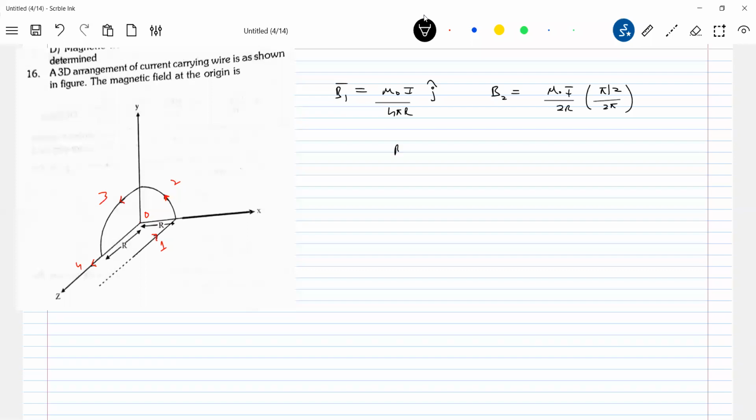Due to 3, mu naught I by 2R, pi by 2 pi. Due to 4 it will be 0, because the origin lies on the axis of the fourth one. So again B2 bar you have to write it.